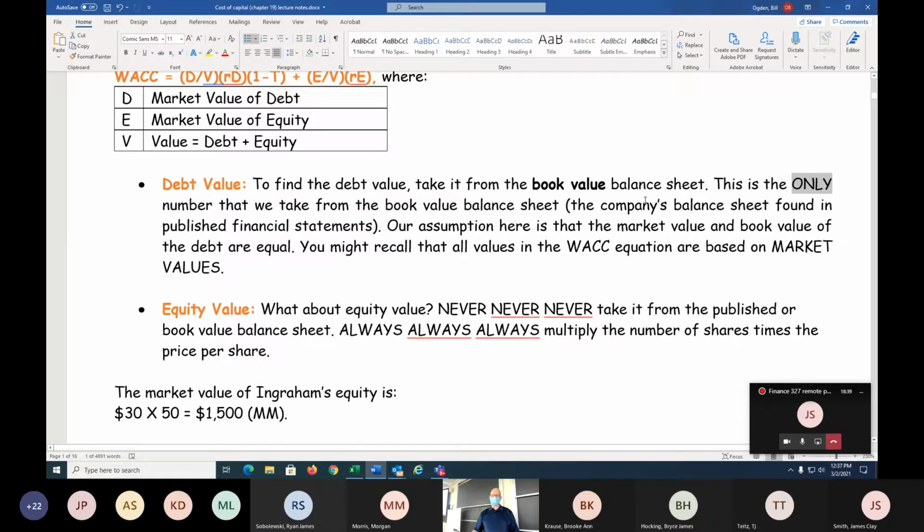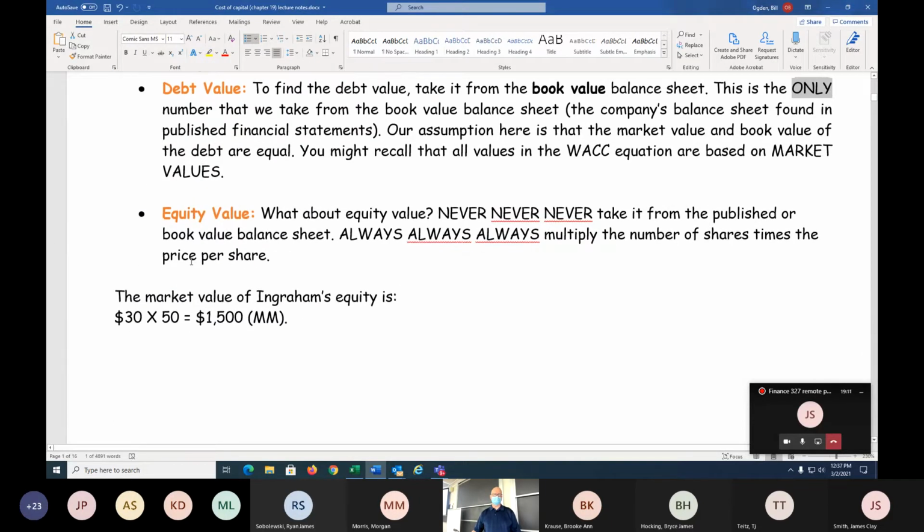All right? Debt, long-term debt. This is the only number we take from the book value balance sheet. What's a book value balance sheet? That's the published statements, isn't it? Okay, so our assumption here is that the market value and the book value of the debt are equal. You might recall that all values in the WACC equation are based on market values.